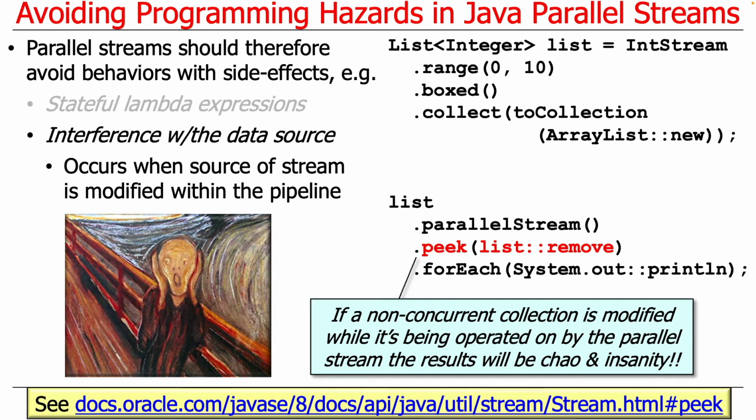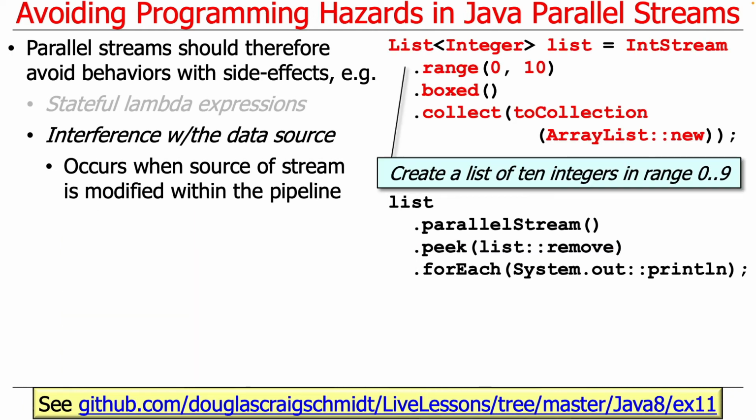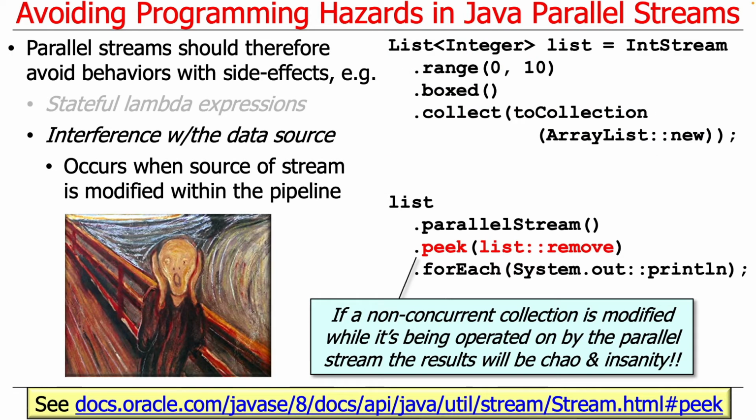And if you want to have fun, you could run this example. And let's see, this is the EX11 example. Try running it, and you'll get concurrent modification exceptions and strange results and so on and so forth, because we're modifying the underlying data source as the stream is running. So that's another thing not to do.